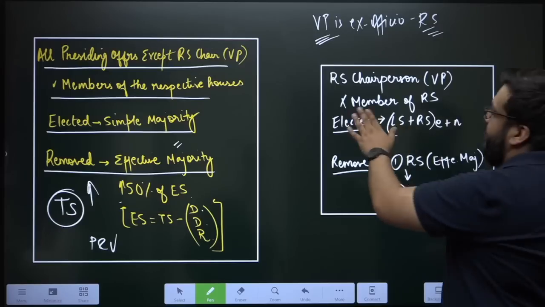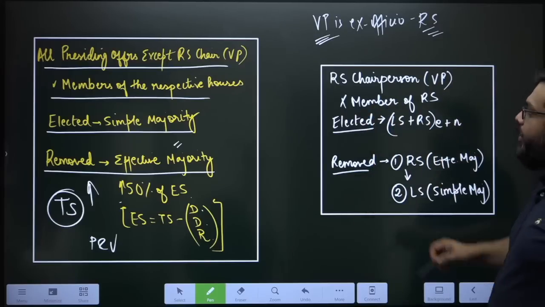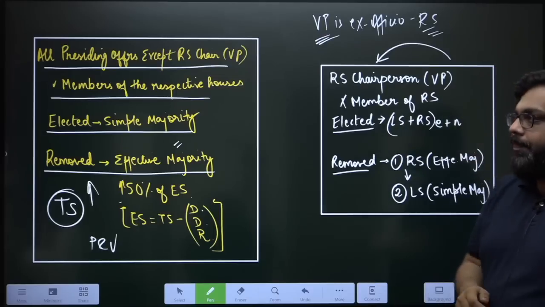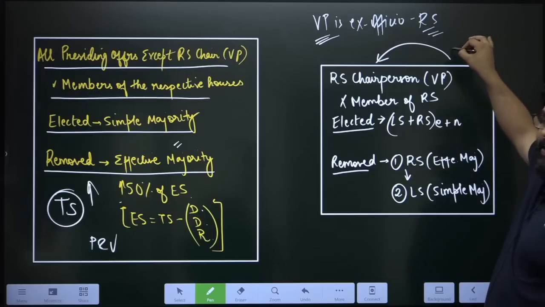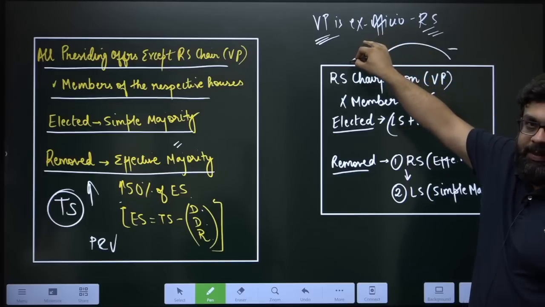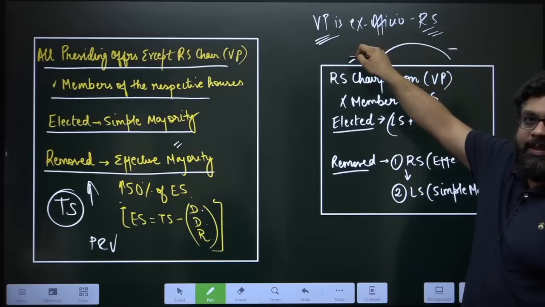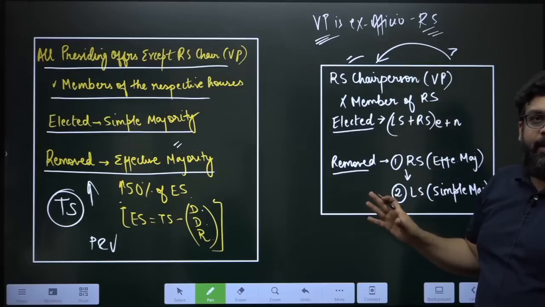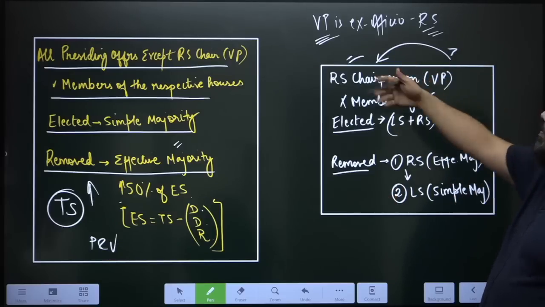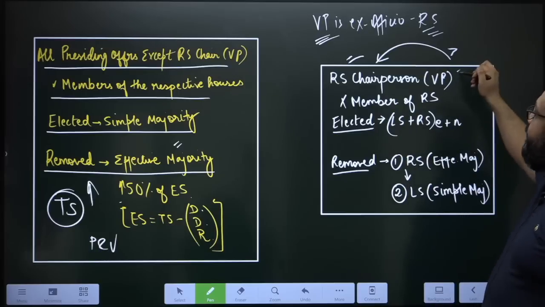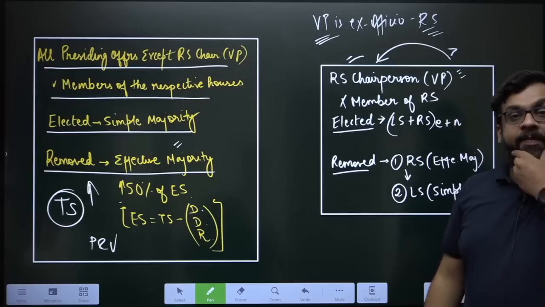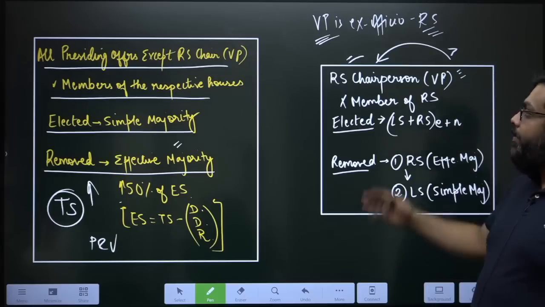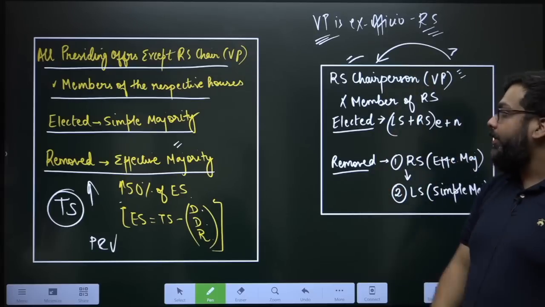Now, we come to this part. The Rajya Sabha chairperson is basically the Vice President of India, which means when you're electing the Vice President, you're also electing the Rajya Sabha chairperson. When you're removing the Rajya Sabha chairperson, you're also impeaching the Vice President of India. They're exactly the same thing. It does not mean that if I remove the Rajya Sabha chairperson, that person continues to be the Vice President. No. If you are removing the chairperson of the Rajya Sabha, you're effectively removing the Vice President of India, because this is what their primary and preliminary jobs are.